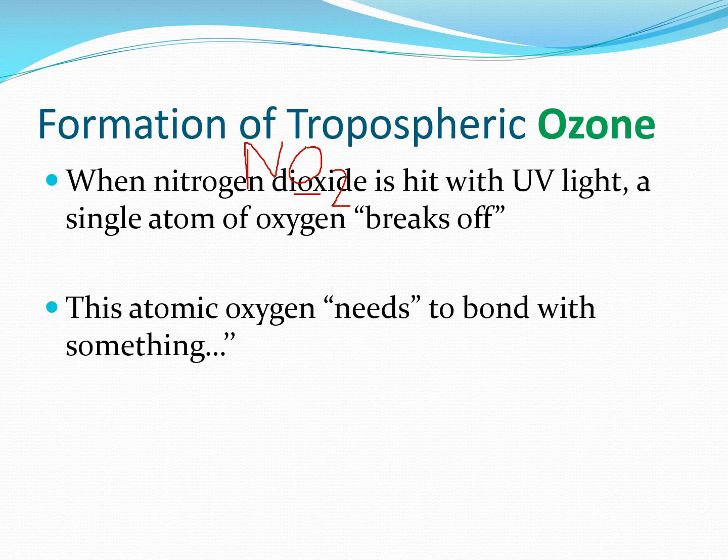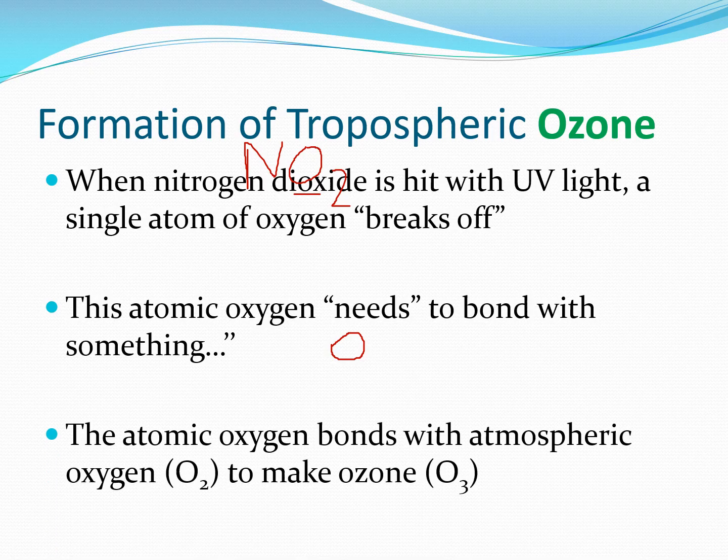This single oxygen atom is just like, I need something. I've got to bond with something, right? It wants to fill its other electron level. It's a radical, looking to bond with something. And what's out there to bond with?